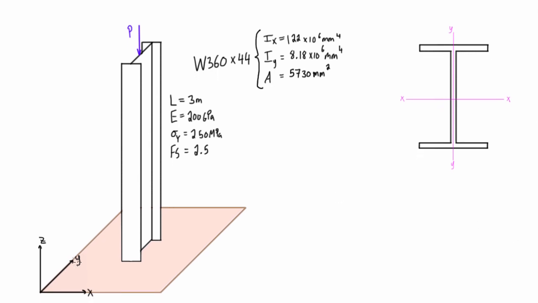This column can buckle in the YZ plane, basically going out that way or coming this way. And it can also buckle in the XZ plane, so going into the page that way or out of the page this way. No matter which way we look at it, both of those are considered fixed and free. So we are going to use the effective length of 2L for both of our calculations. So let's put this here: LE is equal to 2L, so the effective length that we're dealing with is 6 meters.